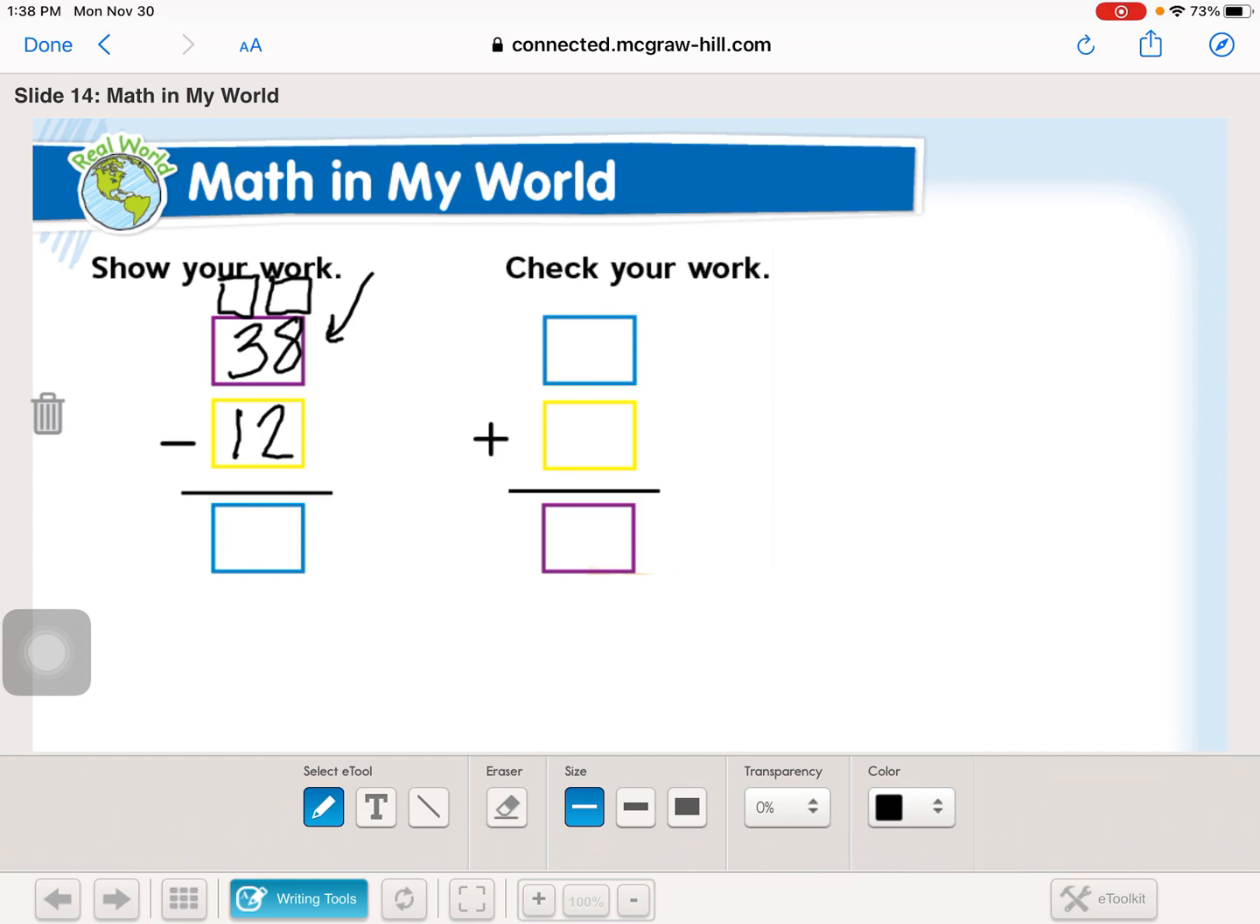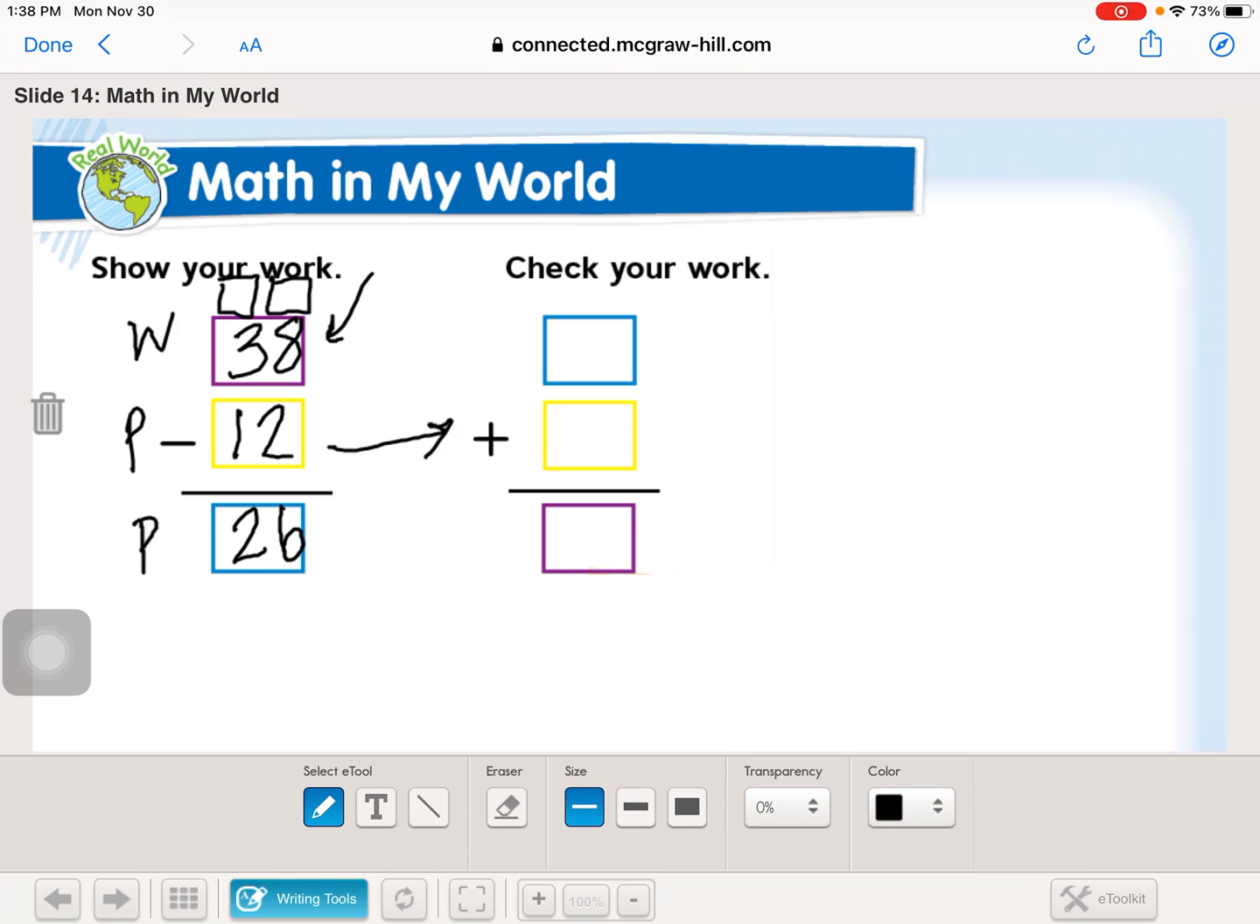I don't have to regroup. 8 minus 2 is 6. 3 minus 1 is 2. So now I'm ready to check my work. Again, this is whole minus part equals part.